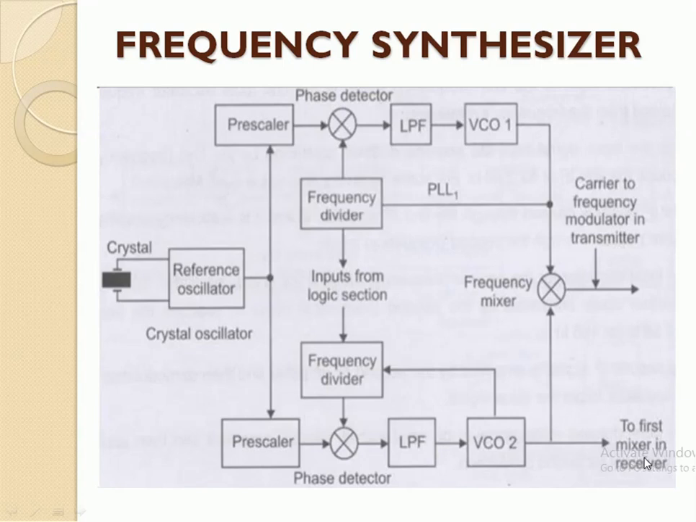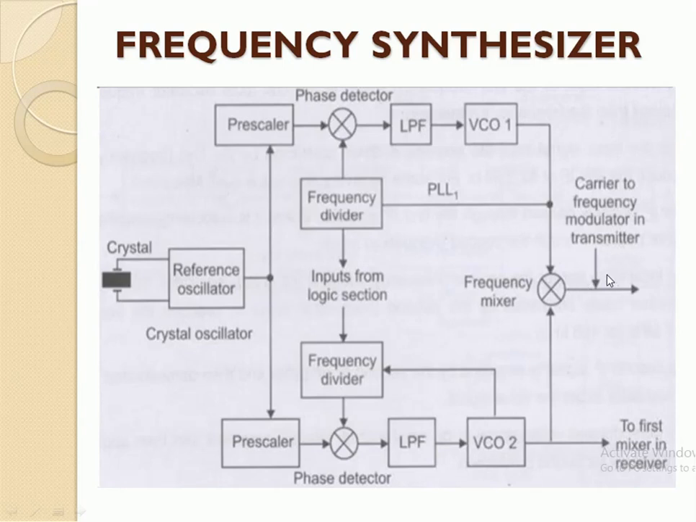Okay. Then next, the outputs of the two VCOs are mixed together. VCO1 and VCO2 are mixed together to produce the transmitter output frequency. This is the second output of the frequency synthesizer, the carrier to the frequency modulator in the transmitter. This output is connected to the transmitter block diagram.